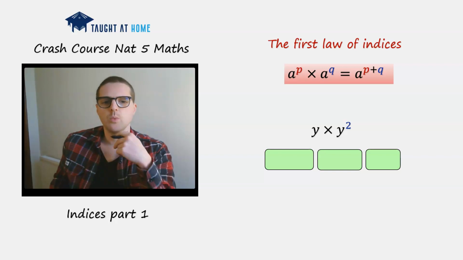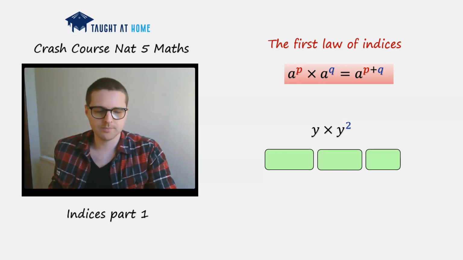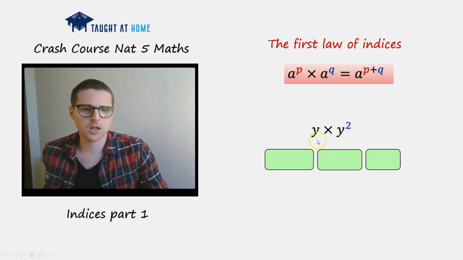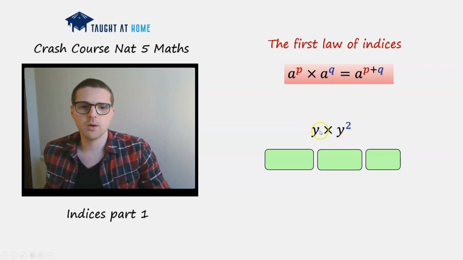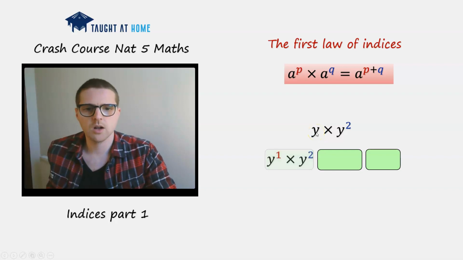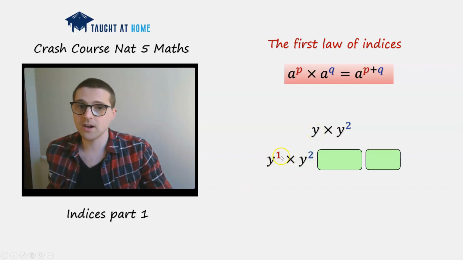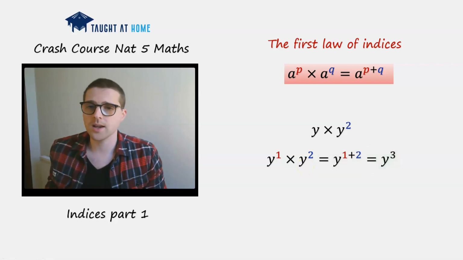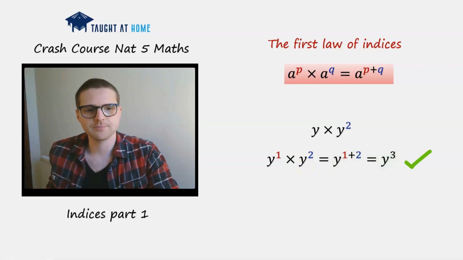How about this one? We've got y times y squared. So what do we do here? Well, remember, when we have a number and we don't have an index, we're going to assume it's 1. Because remember, when 5 raised to the power of 1 was itself, was 5, so then y raised to the power of 1 is y. So we can rewrite this as having y raised to the power of 1 here. And now we can add these up, and we get y to the power of 3.